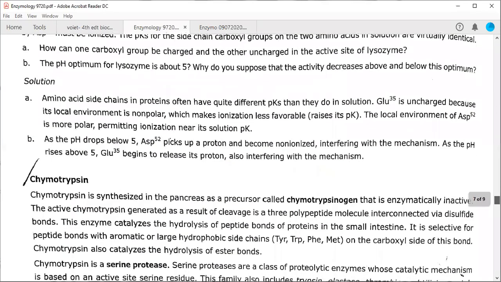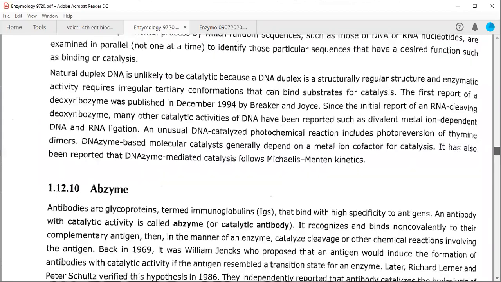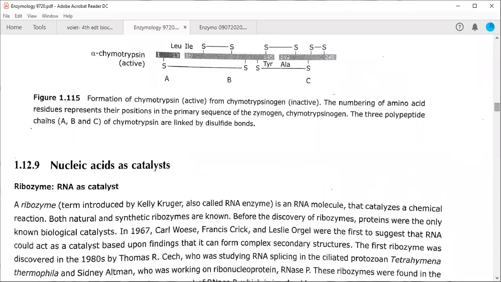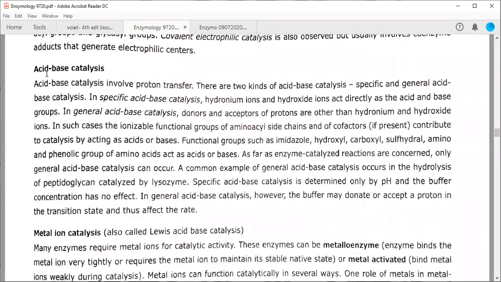So before starting ribonuclease A, let's look into the mechanism. General acid-base catalysis, what is this actually? Acid-base catalysis involves a proton transfer. Some protons, H positive ions, get transferred from one substrate to another, in fact from or over water molecules also. There are two kinds of acid-base catalysis: specific and general. In specific acid-base catalysis, hydronium ions or hydroxide ions act directly as an acid or base.